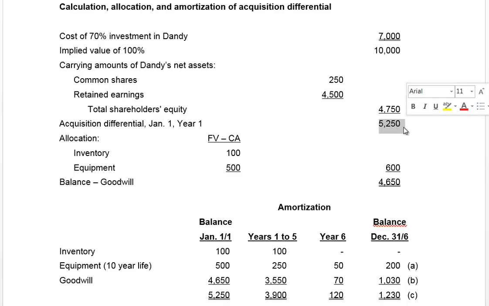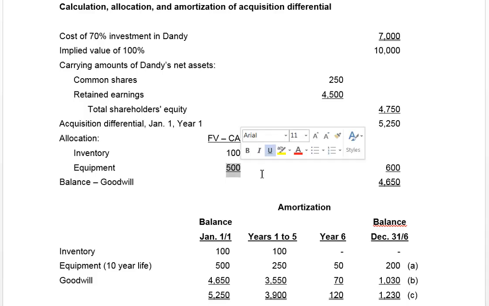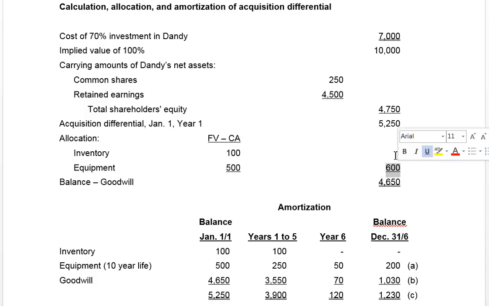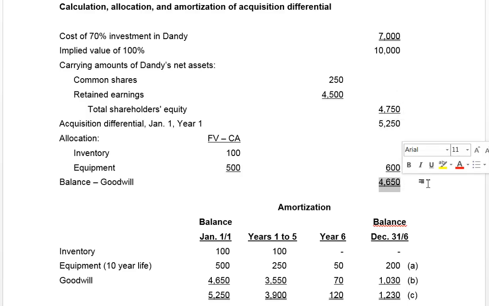So why do we have an acquisition differential of $5,250? Well, in part, we saw an increment in the inventory. We thought the inventory was worth $100 more, and we thought the equipment was worth $500 more. And that accounts for $600 of the $5,250 acquisition differential. So that means we have goodwill of $4,650.